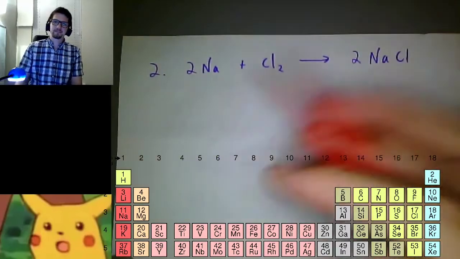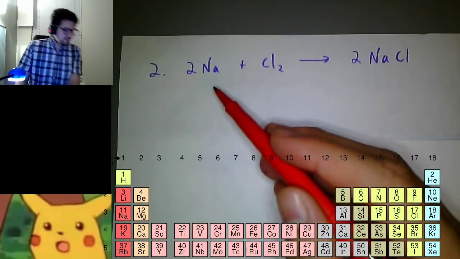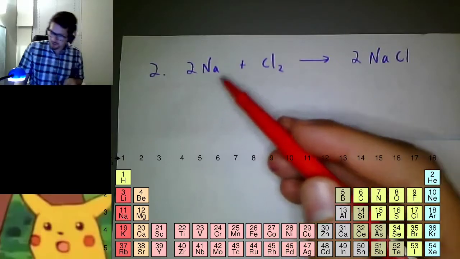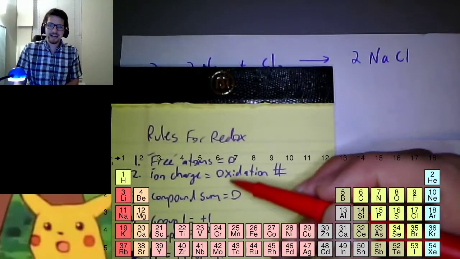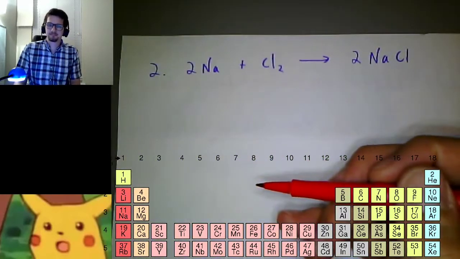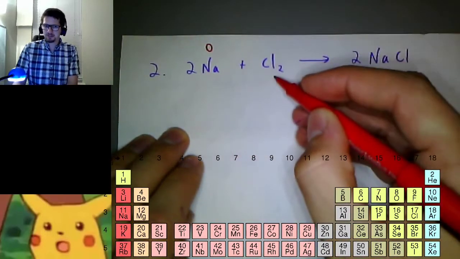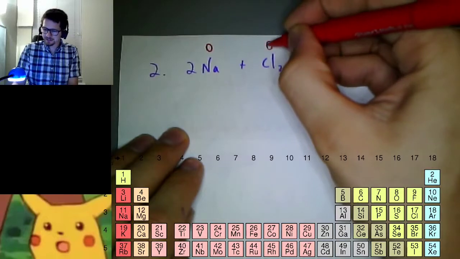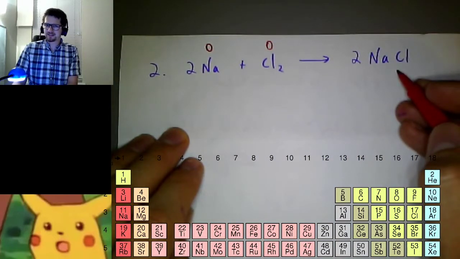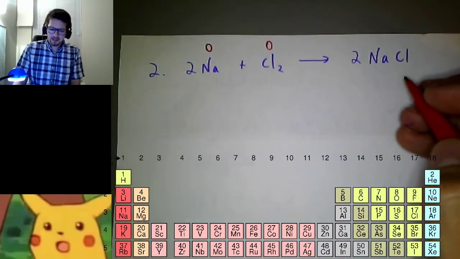All right. Well, let's check this out. So, number one, the free atoms are going to equal 0. Hey, the sodium's all by itself, that makes him 0. Oh, so is this chlorine gas, that's got to be 0 too. Ooh, that's not nice. We're going to have to figure this one out.